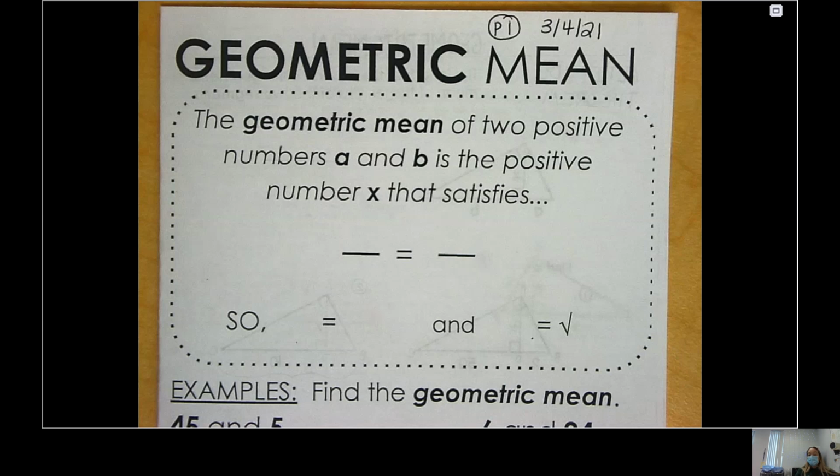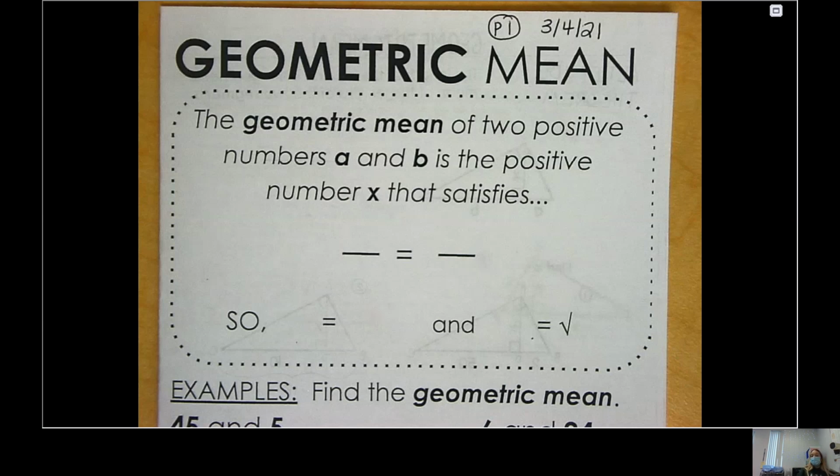Okay, so I'm going to show you what that means with these examples here where we're going to find the geometric mean. So these two numbers, the first example, 45 and 5, this stands for your a value and your b value. So I'm going to take those two numbers and plug them into this equation right here for a and b. So what would my first fraction be? What divided by what? 45 divided by x equals, and then what would my other side be? X over 5, my second number.